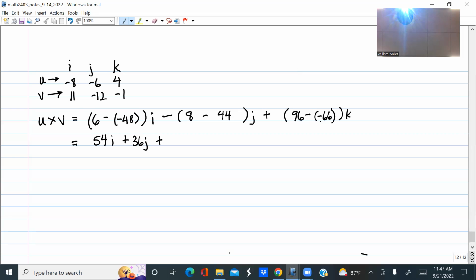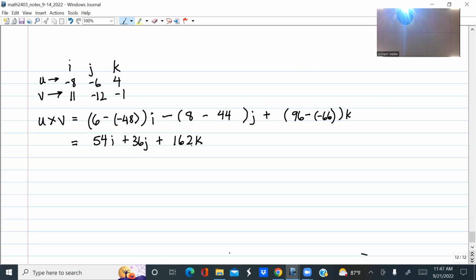Or how much is that? 162 or something like that? So 162 times k. And so that is the cross product of the two vectors. That vector is orthogonal to these two vectors, but they wanted a unit vector. And this, I'm pretty sure, is not a unit vector. I don't think its magnitude is 1, right? It looks like it has a really high magnitude. That's a really long vector.